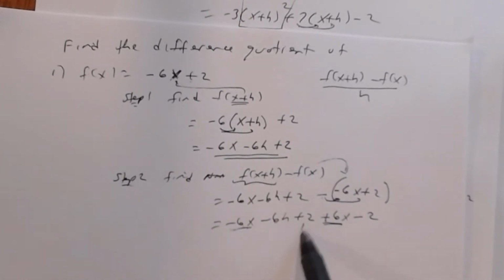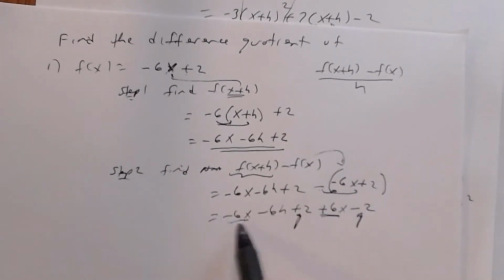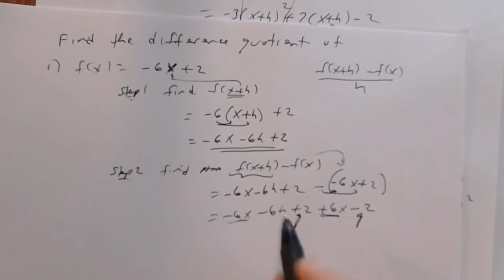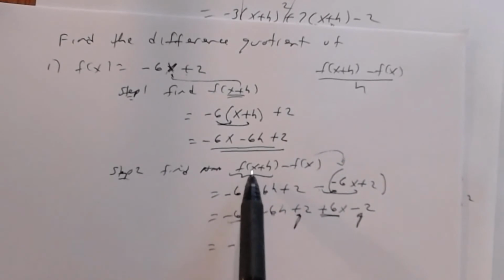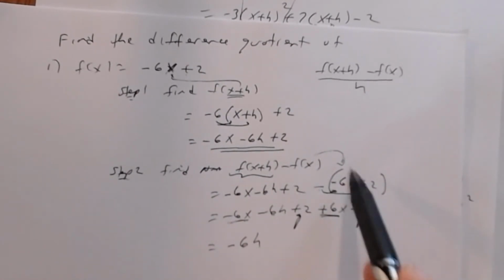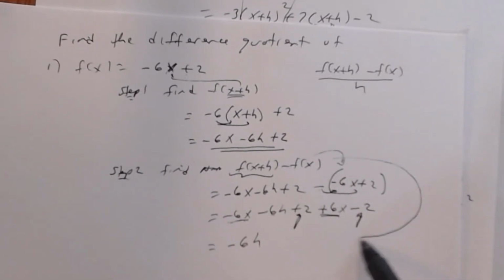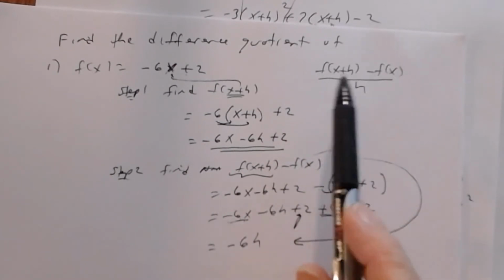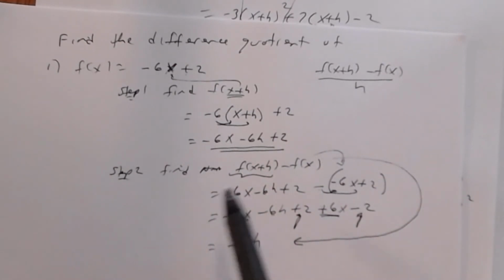Over here, you have a positive 2. Its opposite is a negative 2. And when you add them up, that's 0. That's always going to occur. Always. And so now the only term left is negative 6h. Now notice, this right here, f of x plus h minus f of x, turns out to be only negative 6h. And that is your numerator. So you found the numerator.